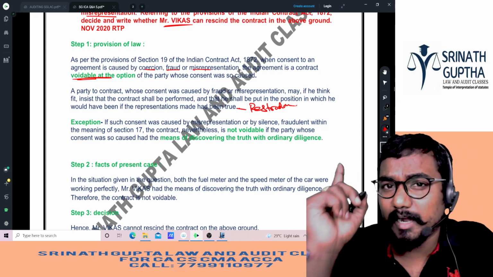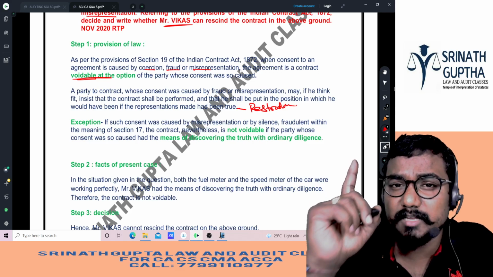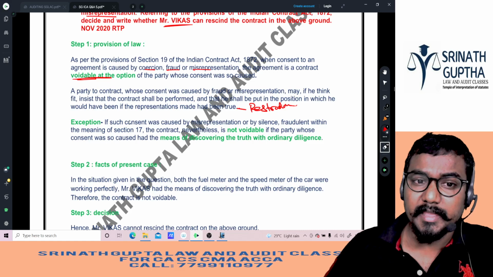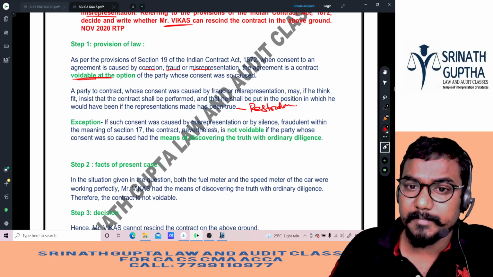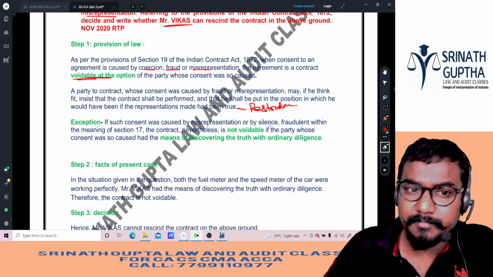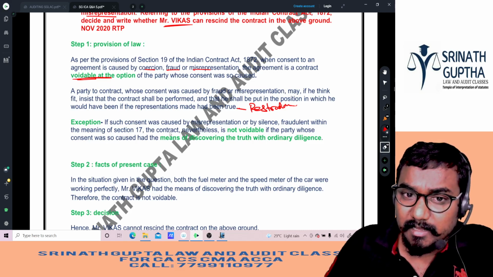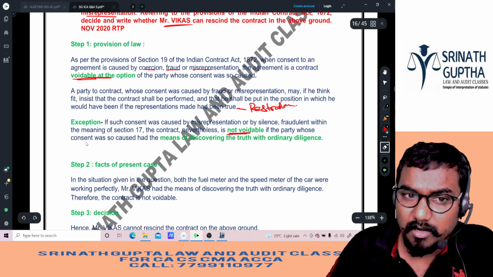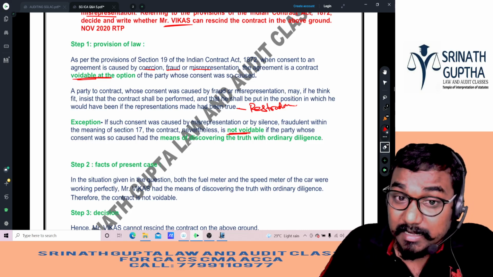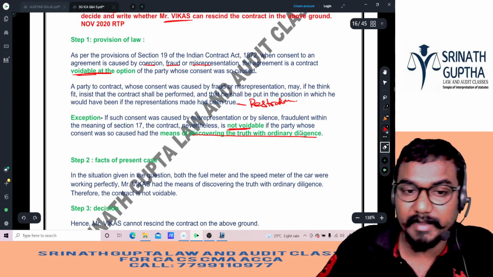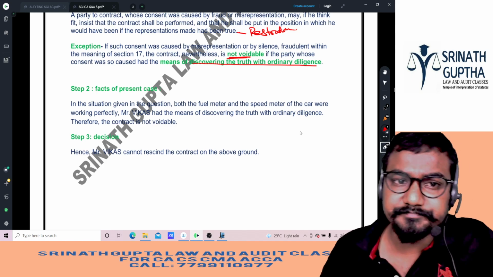Exception, beta: if a party to an agreement had the means of discovering the truth by ordinary diligence, he cannot rescind the contract. If such consent was caused by misrepresentation or by silence fraudulent within the meaning of Section 17, the contract nevertheless is not voidable if the party whose consent was so caused had the means of discovering the truth by ordinary diligence. He cannot rescind the contract.